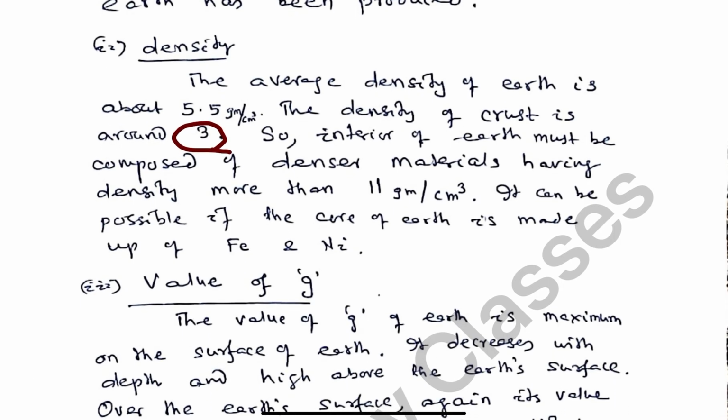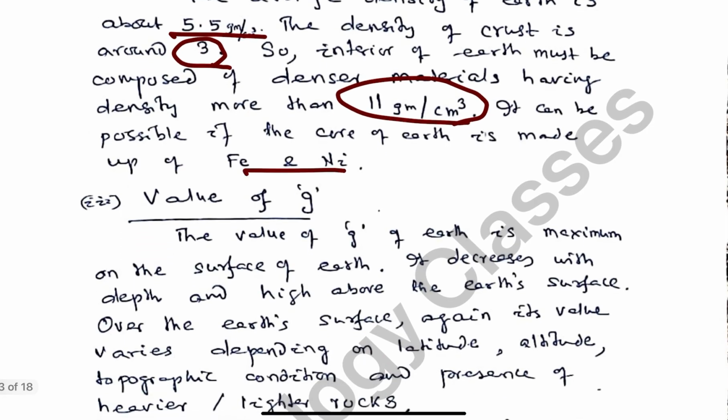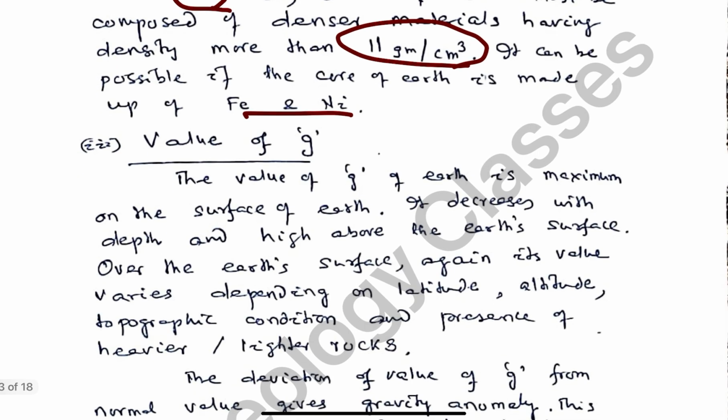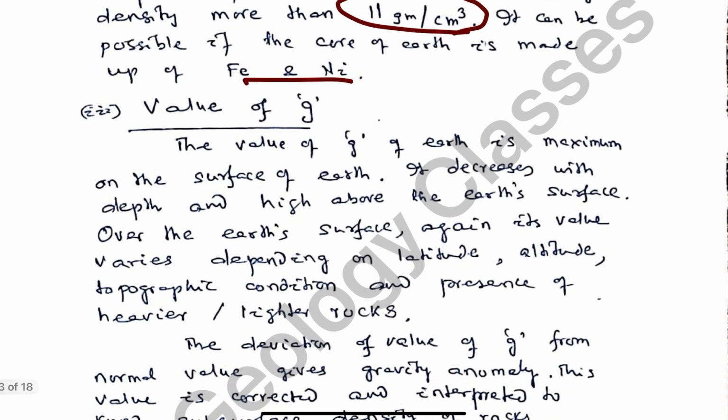So it is expected that the center of the earth must be made of very heavy rocks or heavy metals having density more than 11 gram per centimeter cube, so that the average density of earth can come to 5.5. And that is actually the case. Interior of the earth is made of nickel and iron. Then besides it, we have the value of G.